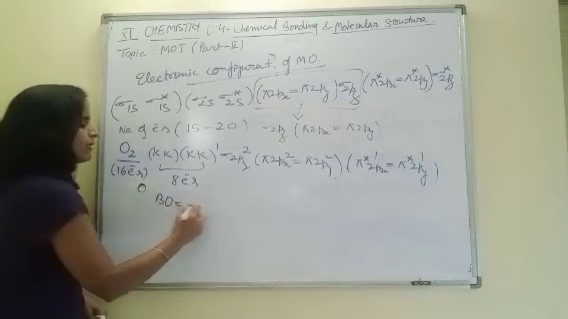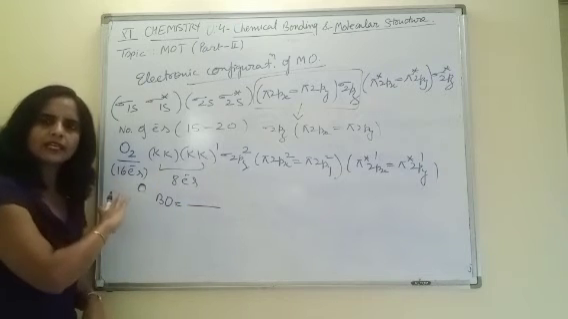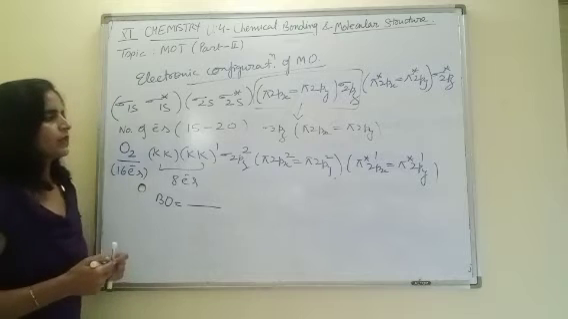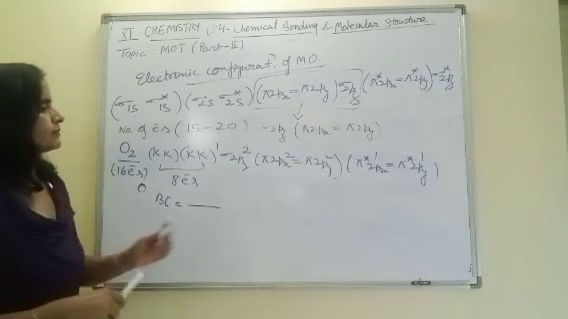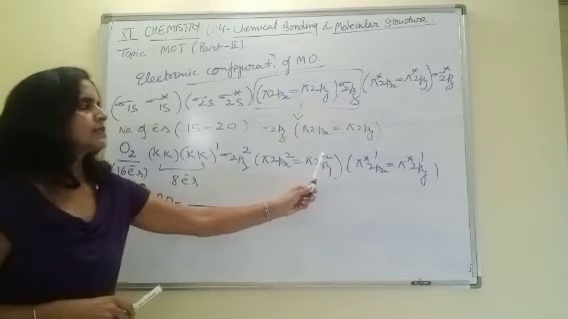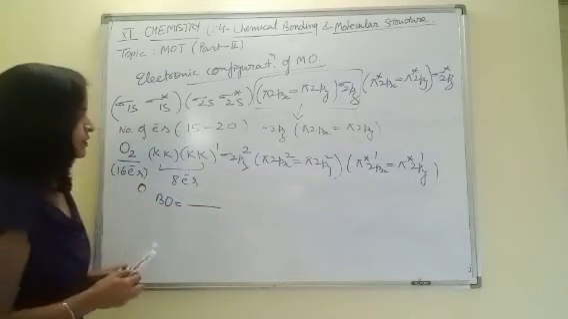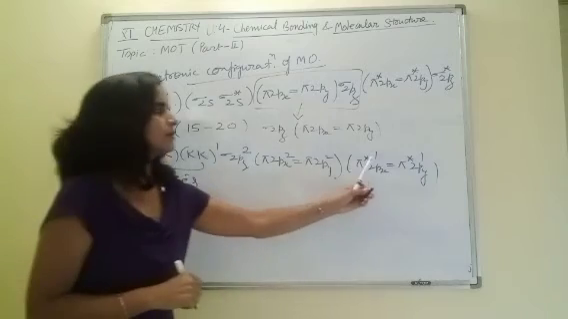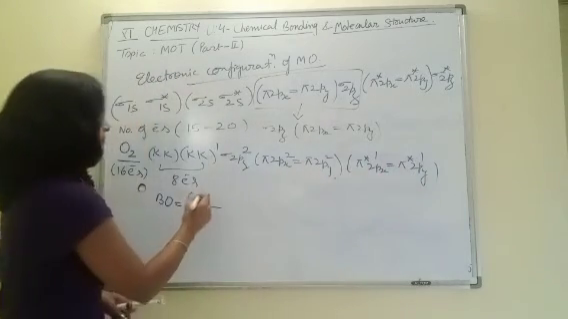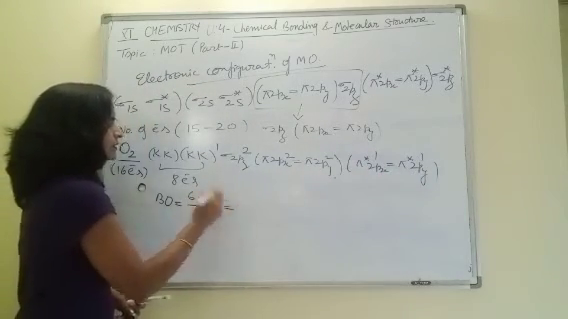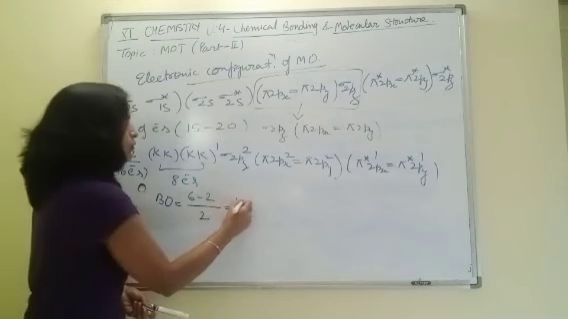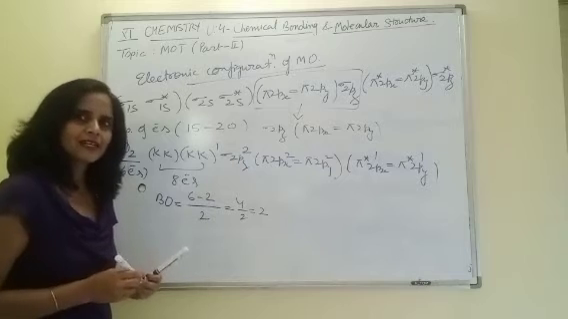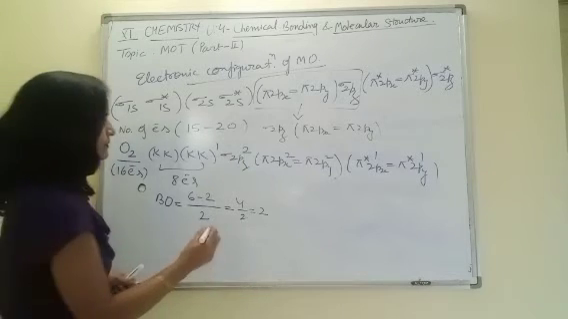Now we find its bond order. Bond order, bonding minus anti-bonding. No need to take inner core. Simply we can answer on the basis of outer core. How many bonding electrons? 2, 4, 6. So it is 6 minus how many anti-bonding? 1, 2. Divided by 2. So it is 4 by 2, that is 2. Bond order 2 means oxygen, oxygen, double bond is present.